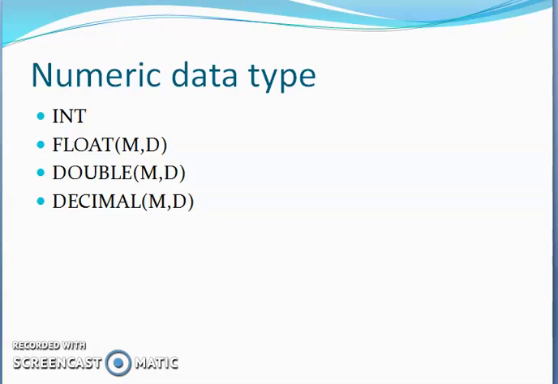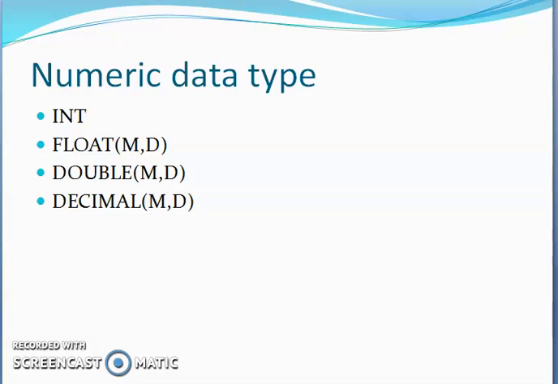Then next is float. Float means a floating point number that cannot be unsigned. You can define the display length M and the number of decimals D. Suppose we want (10,2): 2 is the number of decimals and 10 is the total number of digits. M means the total number of digits and D means the number of decimal points.